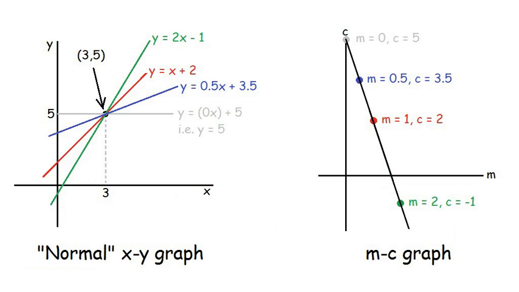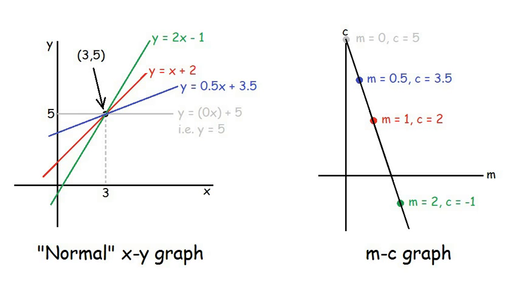What about a single point on a graph? How would that be represented when transferred to an m versus c graph? Take a look at the point x = 3, y = 5 on the graph. If we want to get an m value and a c value for that, we need to find a straight line that passes through that point.